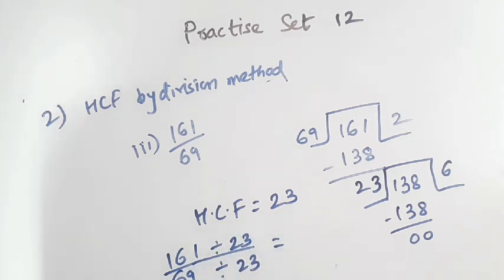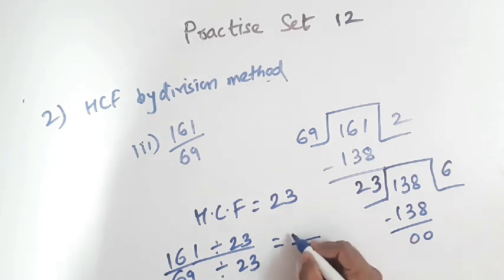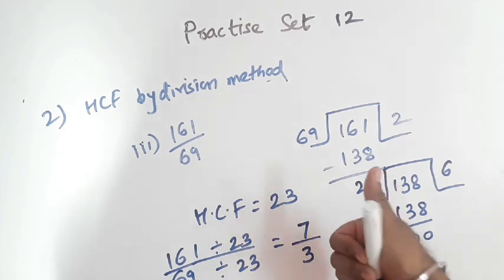Now 23, you know, 23 3s is 69. And 23 6s is 138 and 7s is 161. Okay children, so with this we come to the end of practice set 12. Goodbye, all the best.